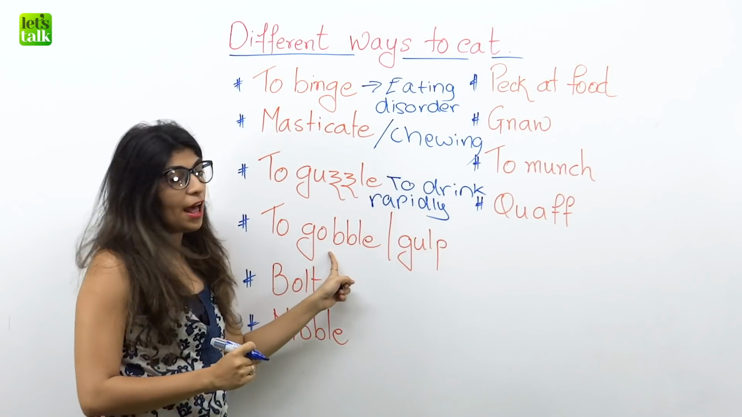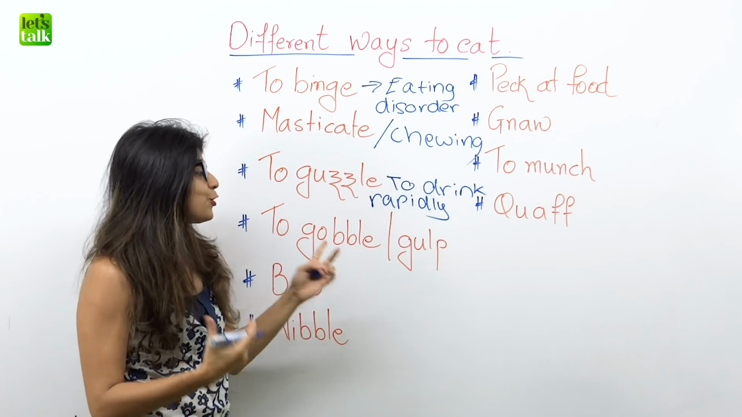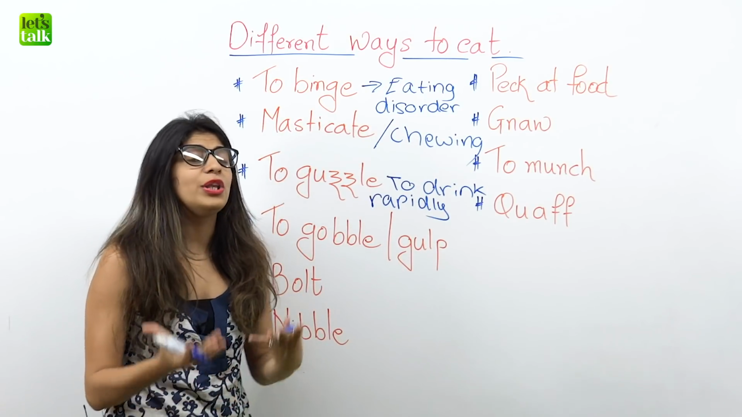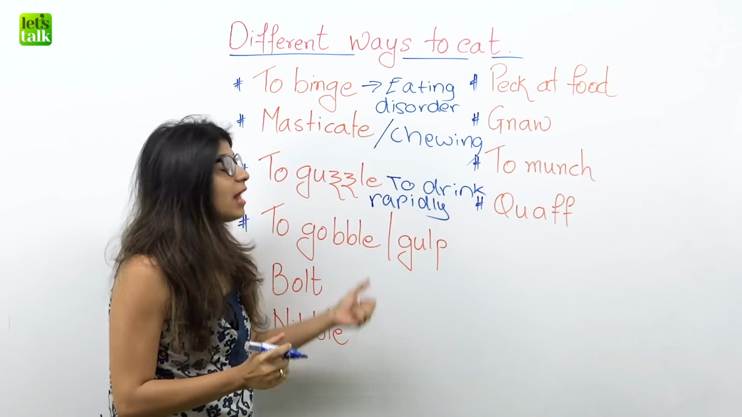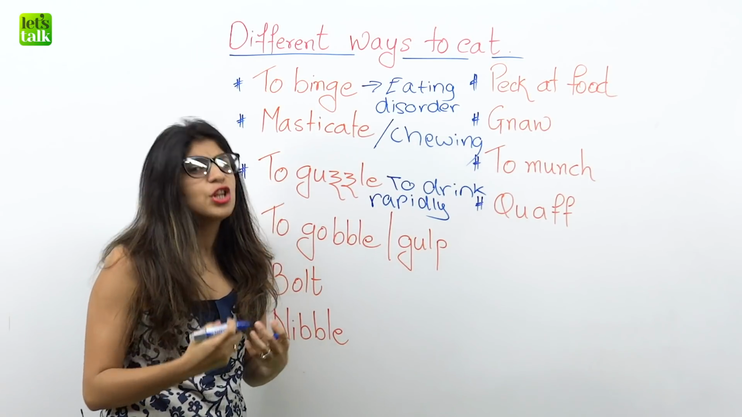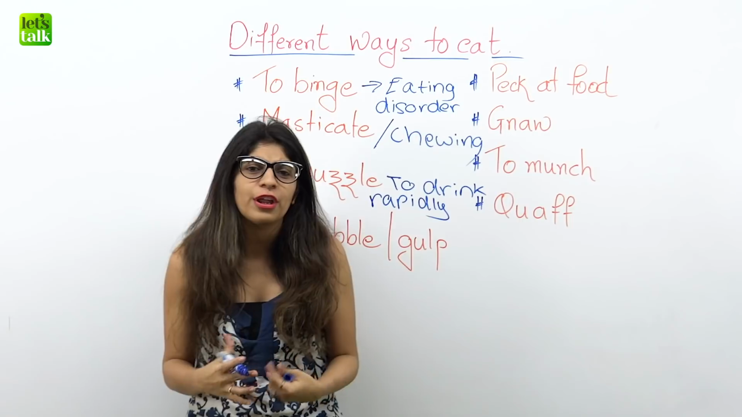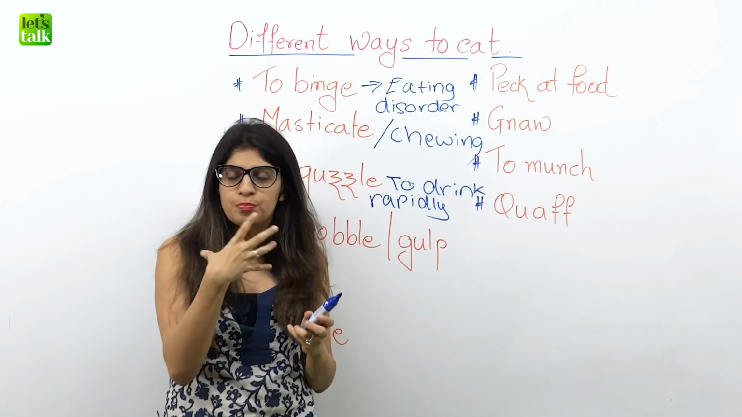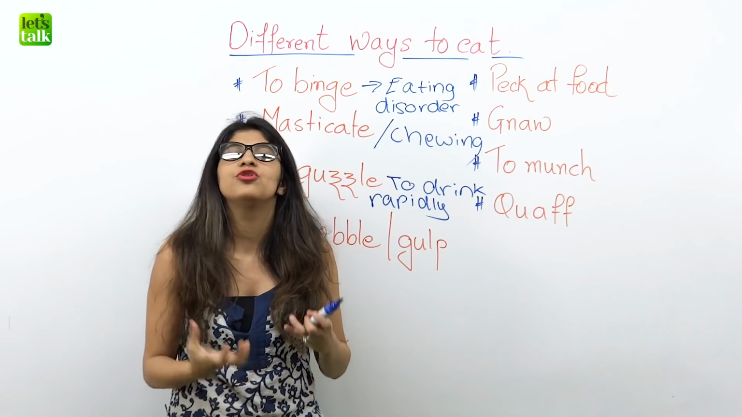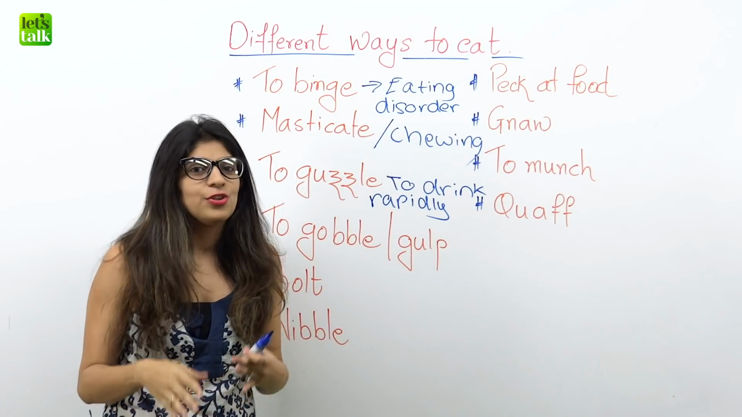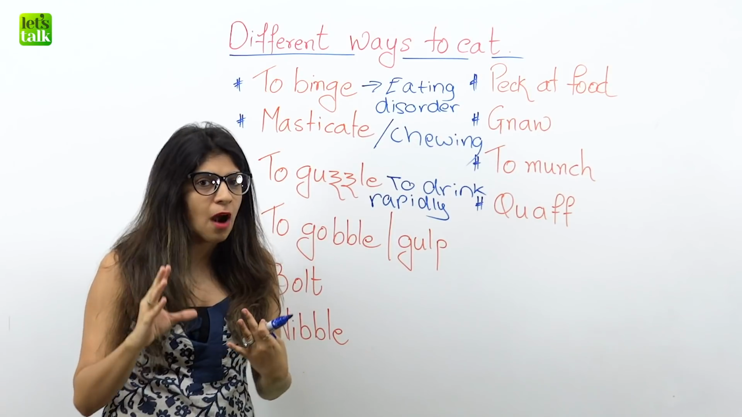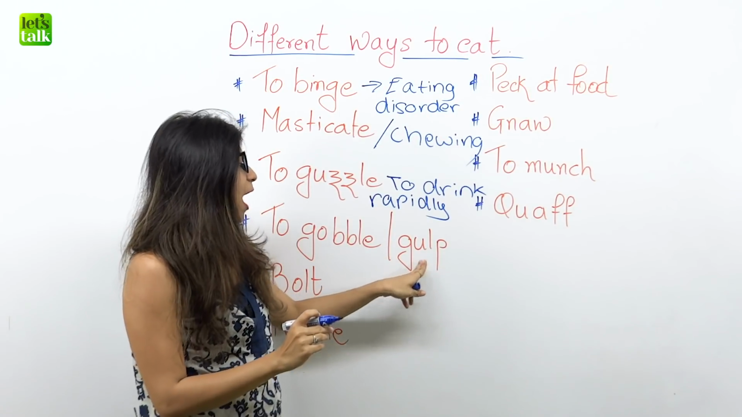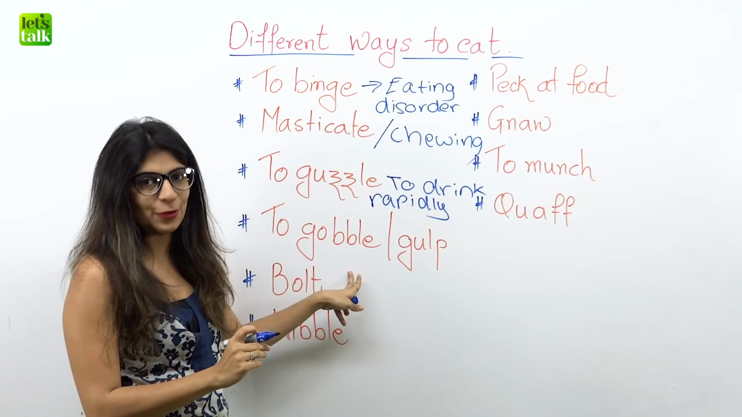But if you see another word here, which is to gobble or to gulp, it means when you eat your food without chewing it. So many times when you're hungry and you end up picking up a large amount of food and you just gulp it down in your mouth, you just directly swallow it. So you really don't chew it properly, but you end up swallowing it. You end up gulping it down or gobbling it down, okay?